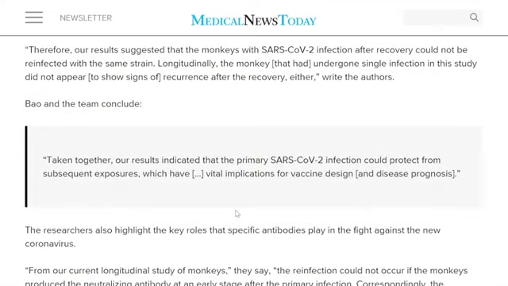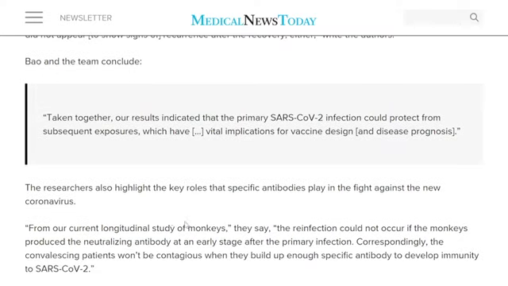They go on to say, "Therefore, our results suggested that the monkeys with SARS-CoV-2 infection after recovery could not be reinfected with the same strain. Longitudinally, the monkey that had undergone single infection in this study did not appear to show signs of recurrence after the recovery either." Taken together, the team concludes, "Our results indicated that the primary SARS-CoV-2 infection could protect from subsequent exposures, which have vital implications for vaccine design and disease prognosis."